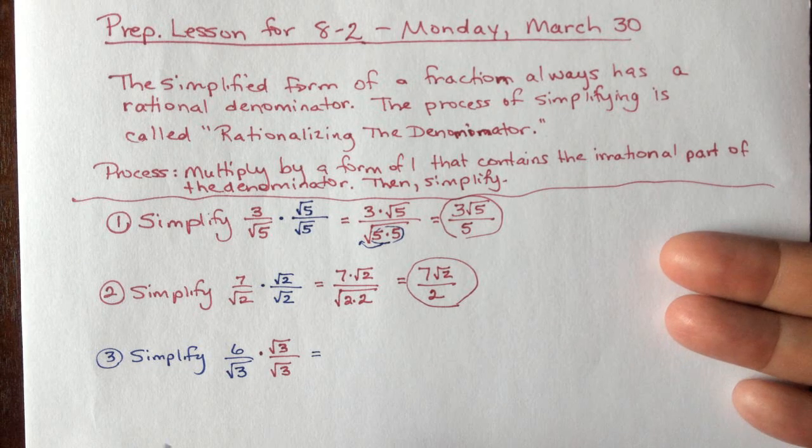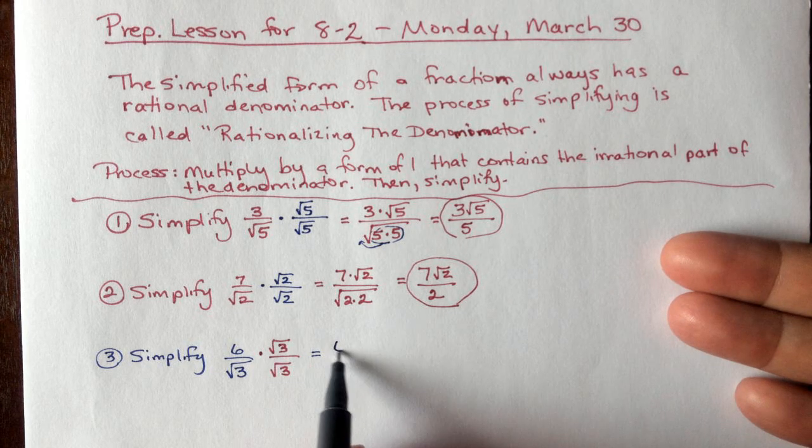Okay, multiplying straight across, 6 times radical 3 in the numerator.